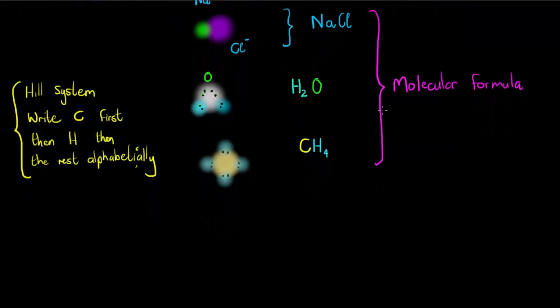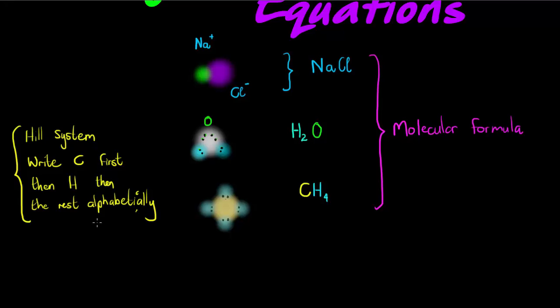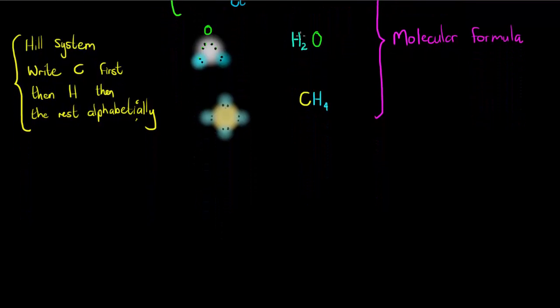Let me give you a few more exceptions to the Hill system. It's not always the case that the Hill system works like that. We know already that ionic compounds are exceptions to the Hill system. If it's an ionic compound, then we will simply start with the cation and then the anion. However, most covalent compounds will work like this, but oxides, acids, and bases are exceptions.